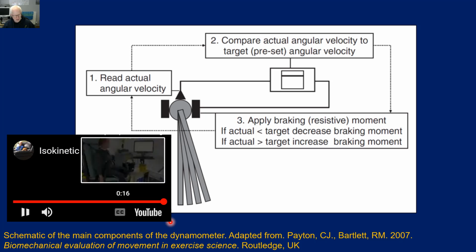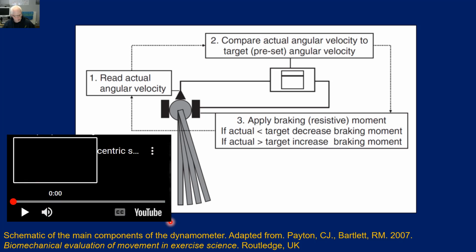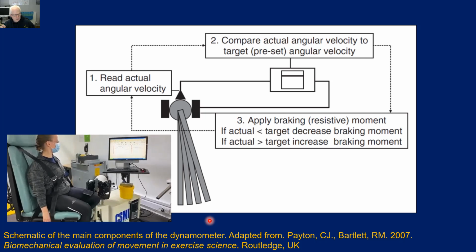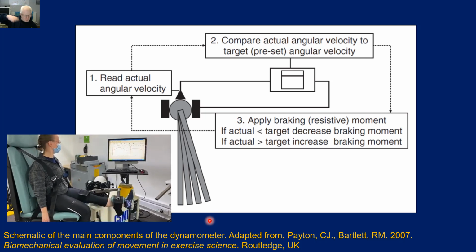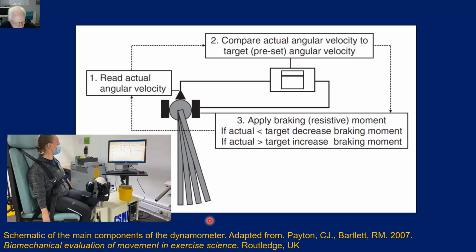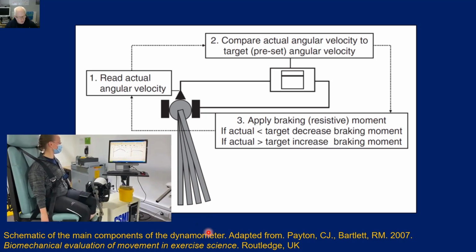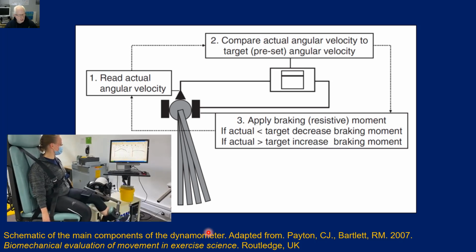Okay, let's watch that again, and then we'll put an explanation over the top. So, we can see the participant has now gone from flexion to extension, and the dynamometer is being asked in this case to work at 60 degrees per second. And so as the limb is accelerating, it moves up to 60 degrees per second. It's almost impossible to see it, but you can see on the screen the force being produced, the torque being produced across the range of motion.